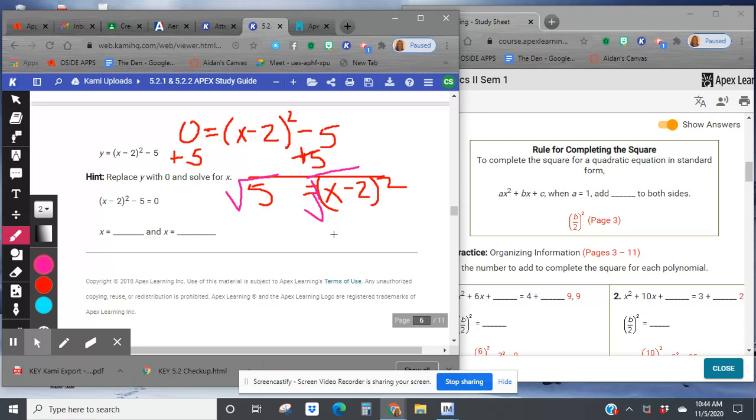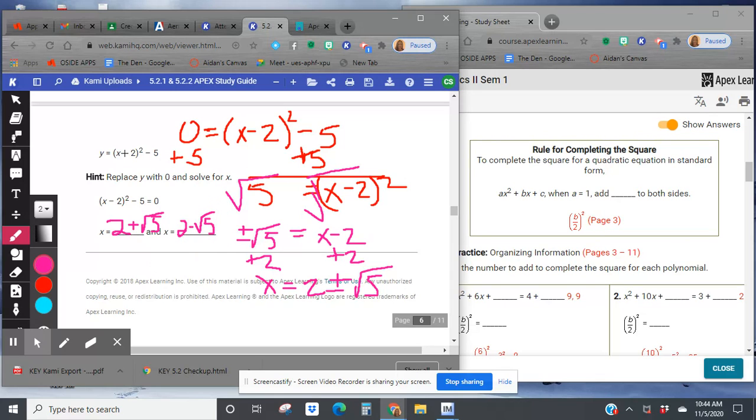Square root of anything squared is just that same anything. And this gives us plus or minus root 5. There's no simplifying needed there. Add 2 to both sides, and we get an answer of 2 plus or minus root 5. And over here they want us to break it out. 2 plus root 5 and 2 minus root 5. And those are our 2 answers.